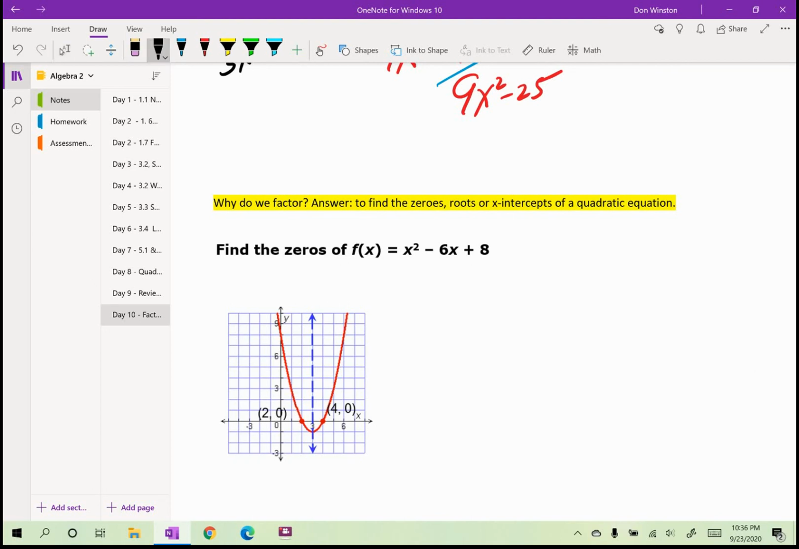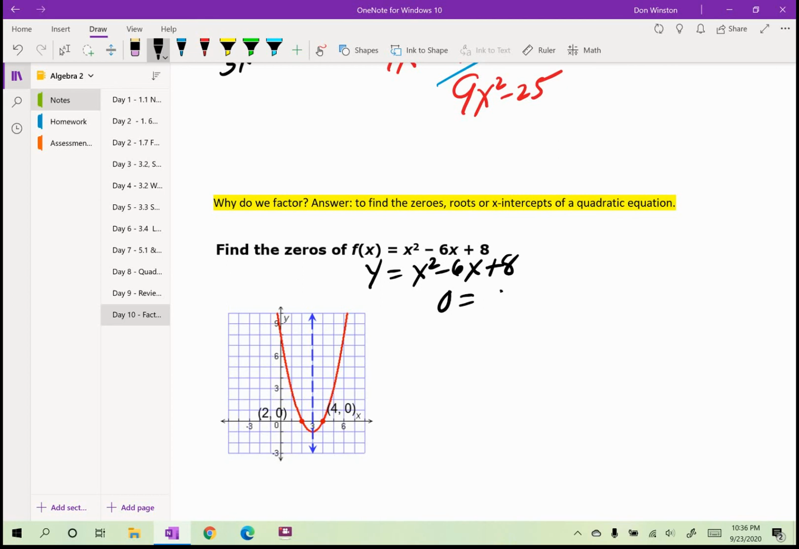Well, it means this. Set the quadratic equation equal to 0, or set y equal to 0. So f of x, remember, is y. f of x is the same as y. We want to set y equal to 0. We have to set one side of the equation equal to 0. That's what it means to find the zeros, or it's also called finding the roots.